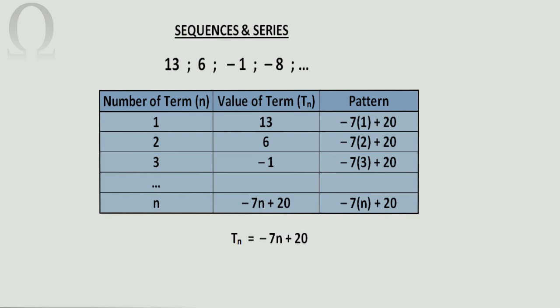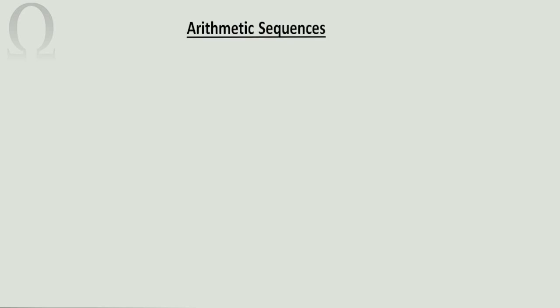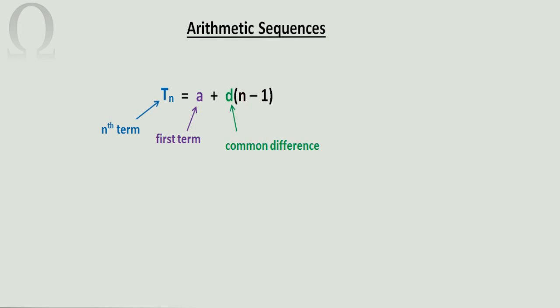In grade 12, we will be using a formula that describes the general term of a linear sequence, also called an arithmetic sequence, which is given by Tn equals a plus d times (n minus 1). Tn is the nth term. A is the first term of the sequence. D is the common difference between successive terms of the sequence. And n represents the number of terms contained in the sequence.